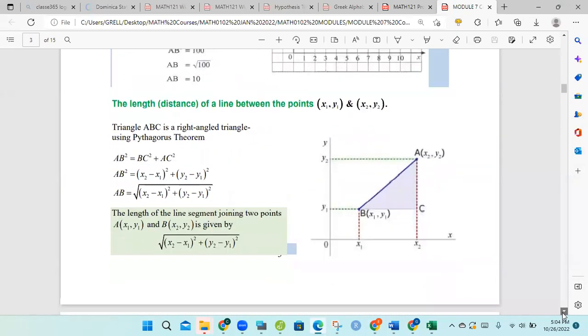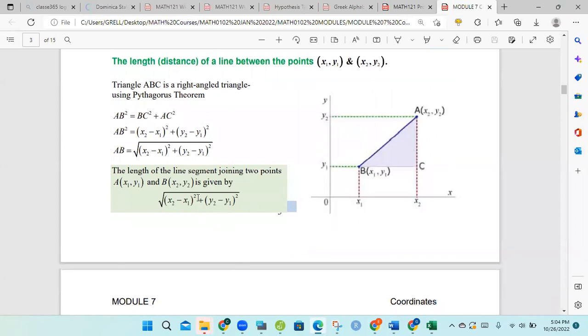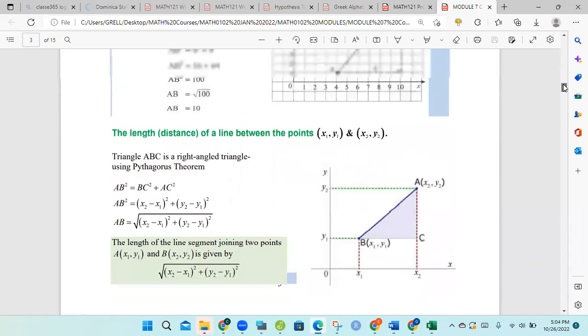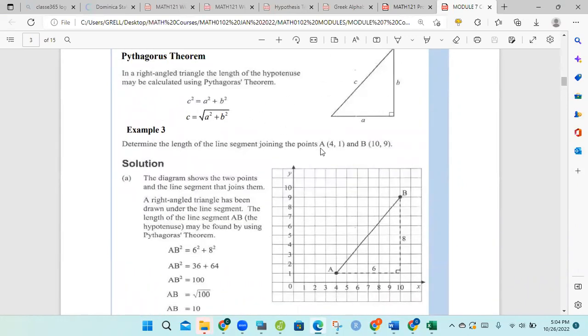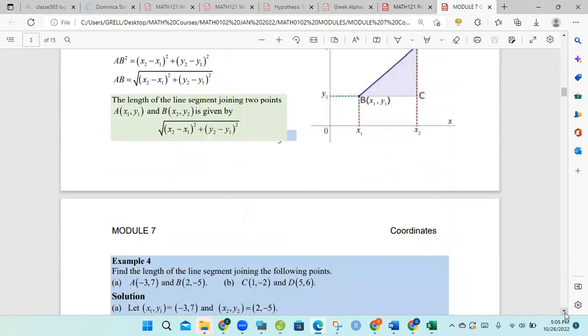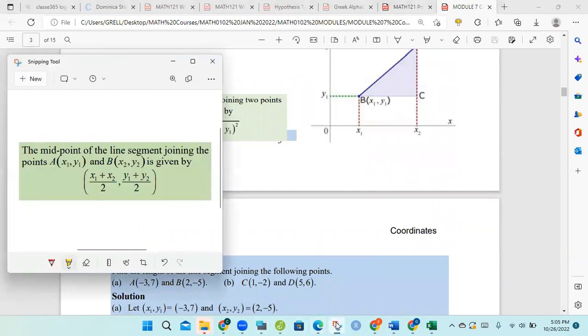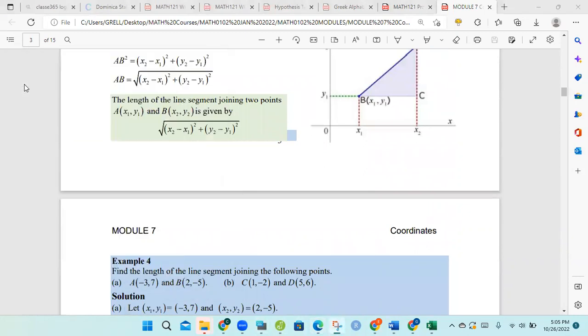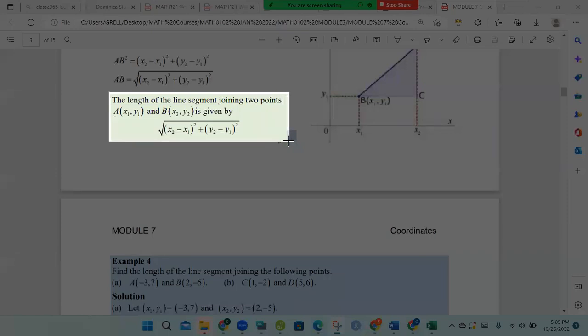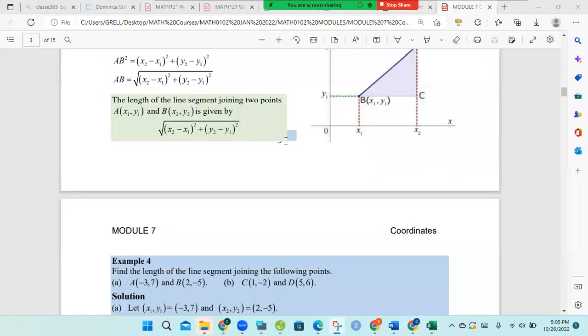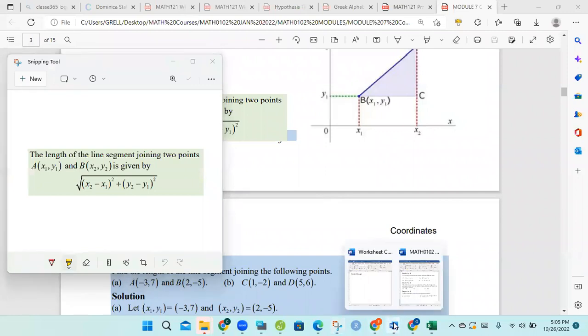And here is the formula for it. The length of line formula has its origins in the Pythagoras theorem. Here it is. C squared is equal to A squared plus B squared. So let's take a copy of this formula for length of line and place it in our worksheet.